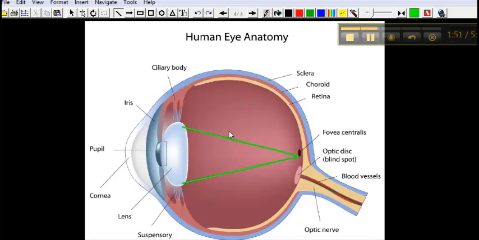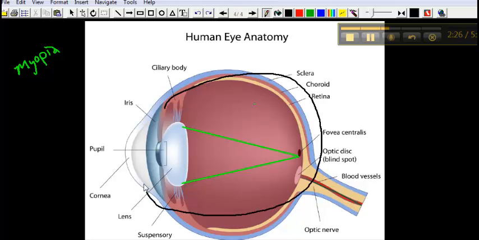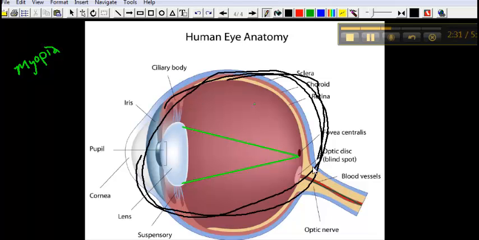Now what happens for what's called myopia, which is the more common eyesight problem that people have. That's the eyesight that I have, myopic or nearsighted. Your eye gets misshapen and it's too long. So if you're nearsighted in general, your eye's probably more oval shaped like this.